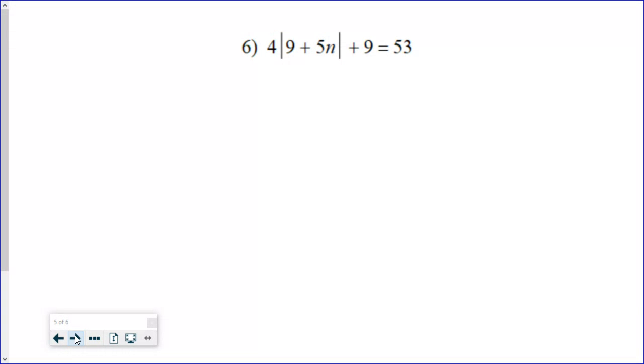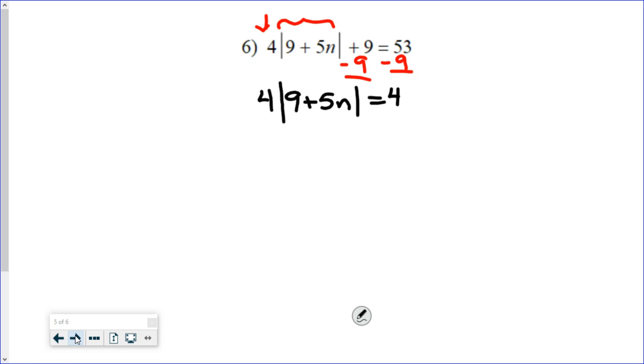And the last one is a double doozy. Here we go. Now, this is 4 times that absolute value. I can't do anything to this until the last step before we split it. So I cannot distribute. So everybody heard me. Do not distribute the 4. So first thing, I'm going to get rid of the 9. Okay? And when you get rid of the 9, we still have the 4 times the absolute value of 5n, and that gives me 44.